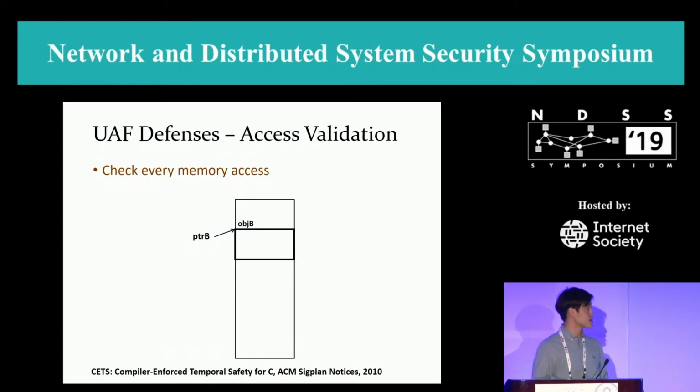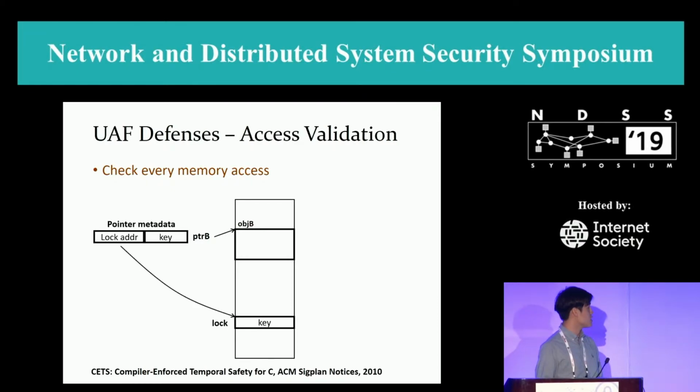To mitigate these kinds of errors, there have been many works recently, but in this presentation, I'm going to introduce two of those works, which are most relevant to our work. The first one is called CETS, and we categorize it as an access validation approach. In their approach, when the object is allocated, they allocate a lock for the object at a separate memory location. For the pointer, they associate two metadata: one is the lock address, which points to the lock for the object, and the other is the key, which is also stored in the lock for the object.